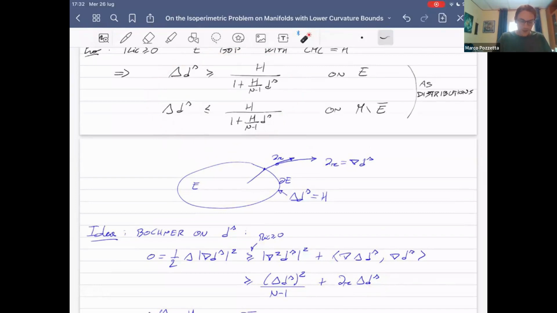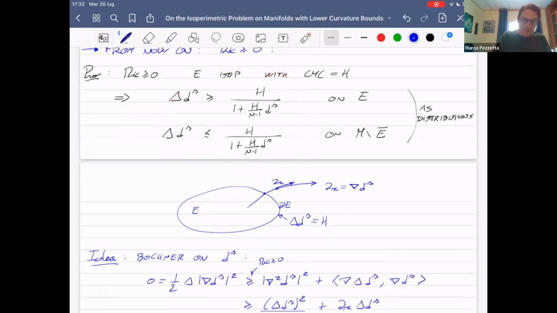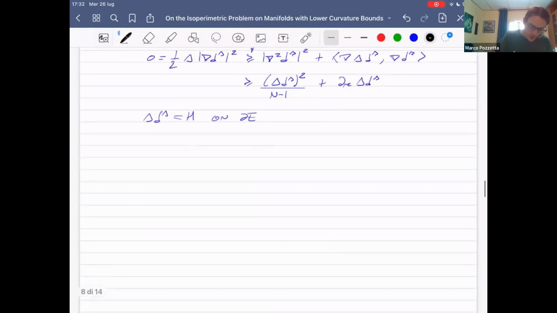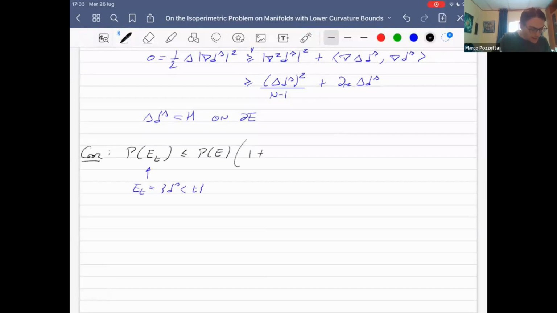So you have this very beautiful information, but we are interested in a corollary of this proposition, actually. So we are more interested in the following corollary. Given the above, so previous setting, I can estimate the perimeter of E_t. Remember, E_t is the sublevel of the signed distance function. I can estimate its perimeter in terms of the perimeter of E. And precisely, perimeter of E_t is less than or equal to perimeter of E times (1 plus h over n minus 1 times t) to the power n minus 1 for any t.